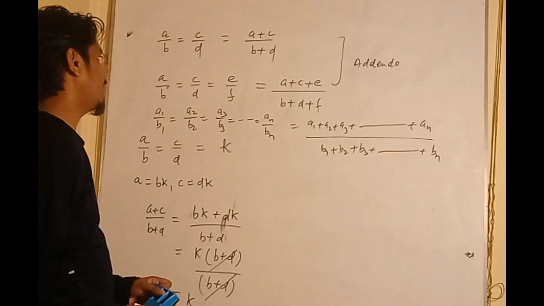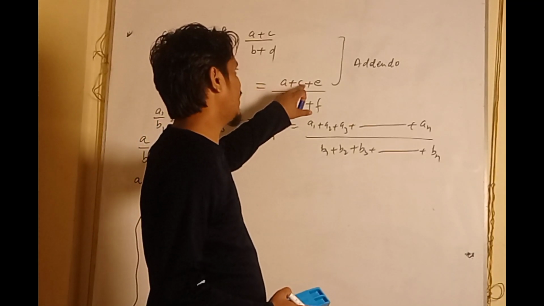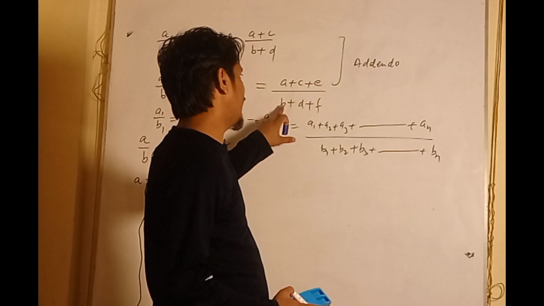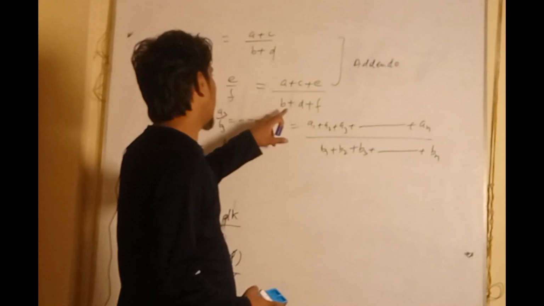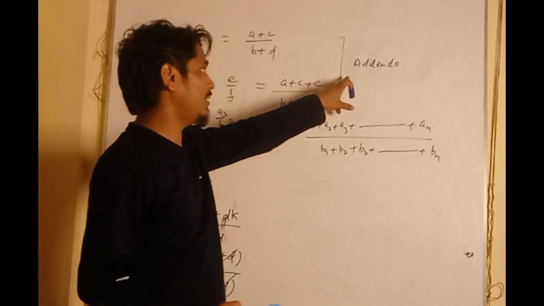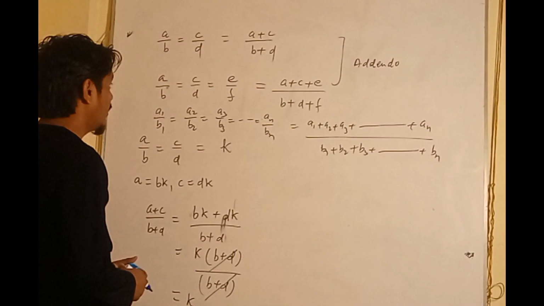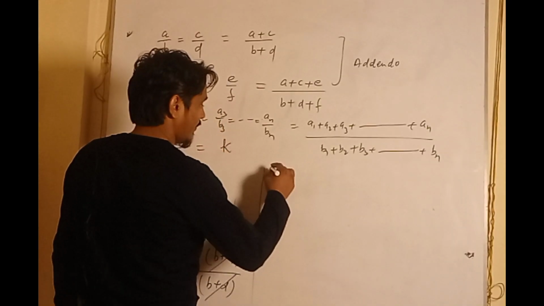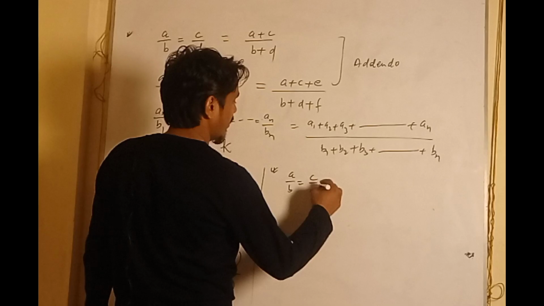But make sure we are using the same thing: whatever we have added, means A plus C plus E, B plus D plus F, addition over here, addition over here. So here also, all the places we have addition, so we are using the name for this property as addendo.